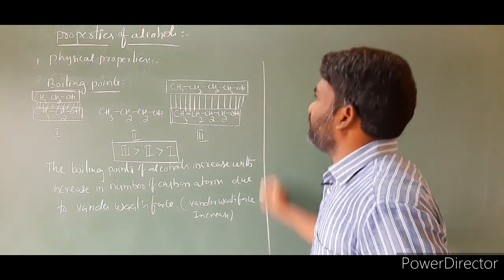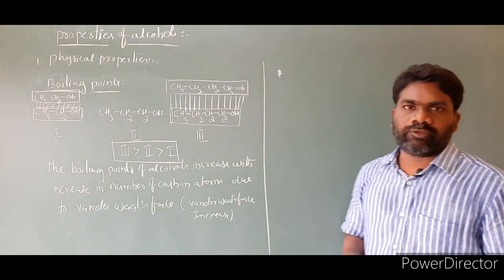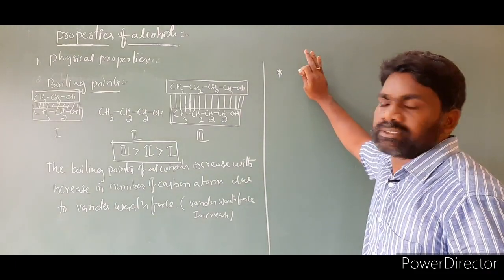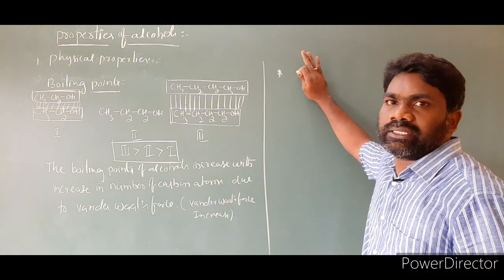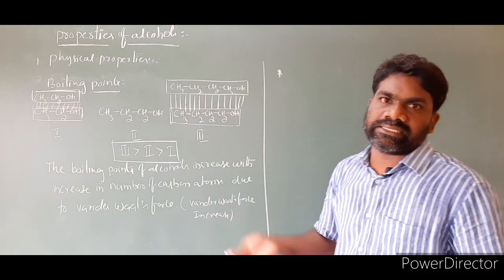And the second point is the boiling points of alcohols among the isomers. Among the isomers, the boiling points of alcohols decrease with increase in the branching.